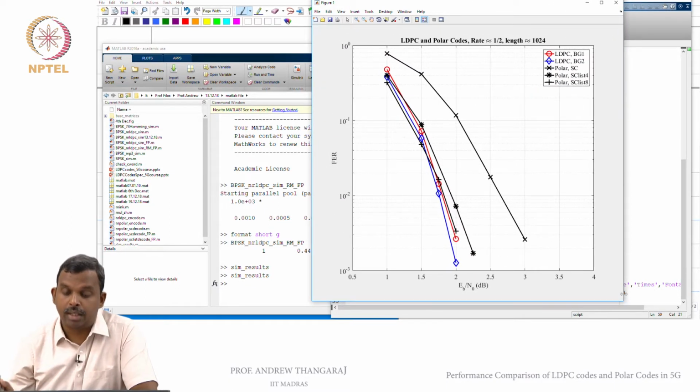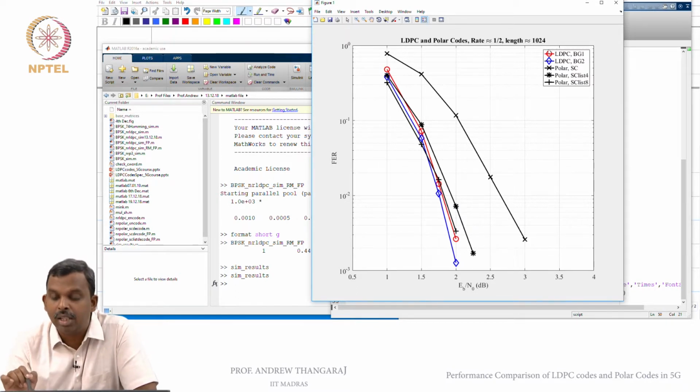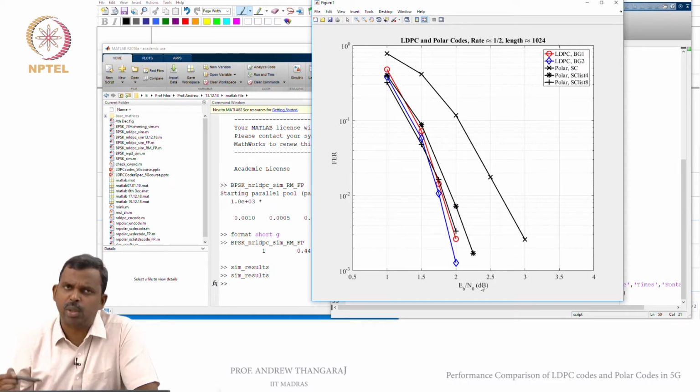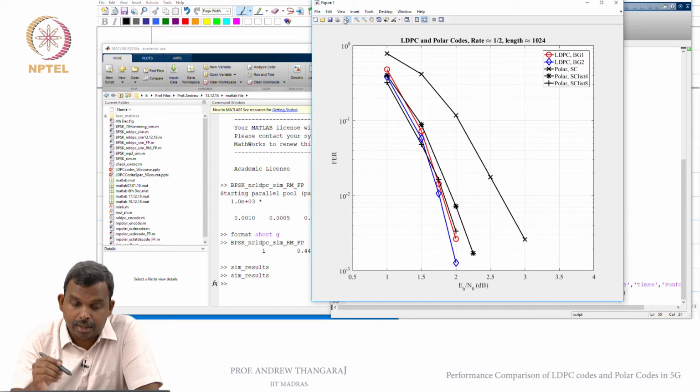So you can see the plot here. I've put a heading, LDPC and polar codes. Rate is roughly half, length is about 1024. I'm plotting the frame error rate versus Eb/N0. You can also plot the bit error rate, but frame error rate is quite nice. On the rightmost side, you have this plot here, and that is the polar code. The X mark is coming here. The polar code successive cancellation decoder, and that is the plot here. So this is. Let me see if it will let me write anything here.